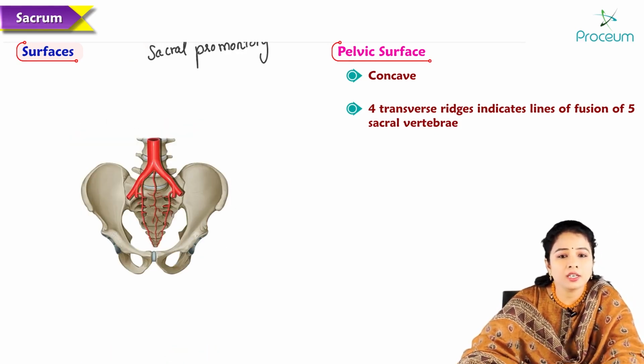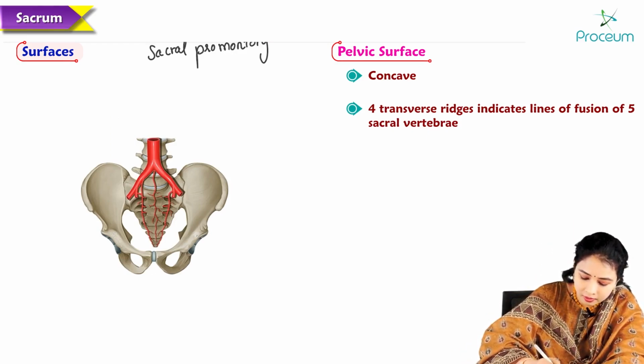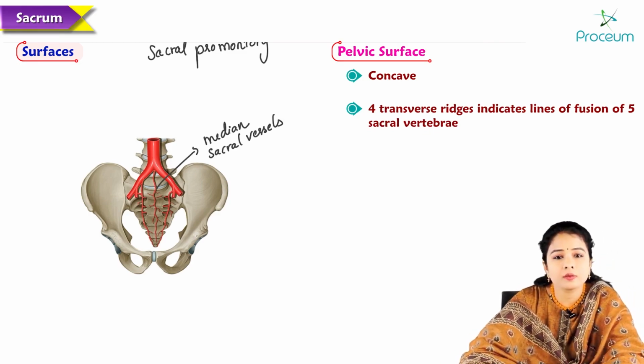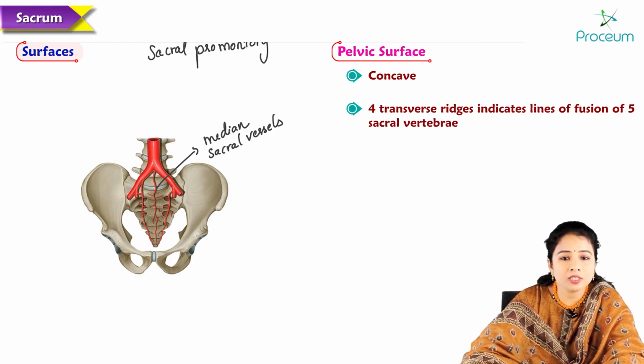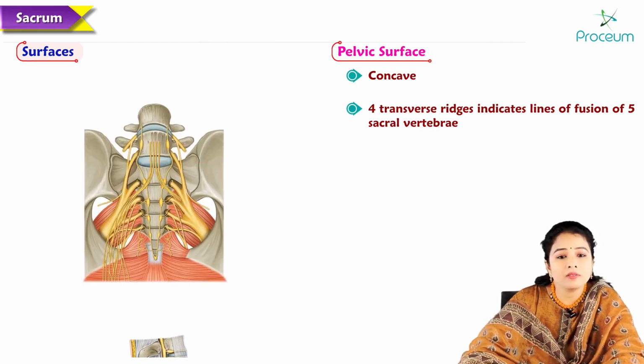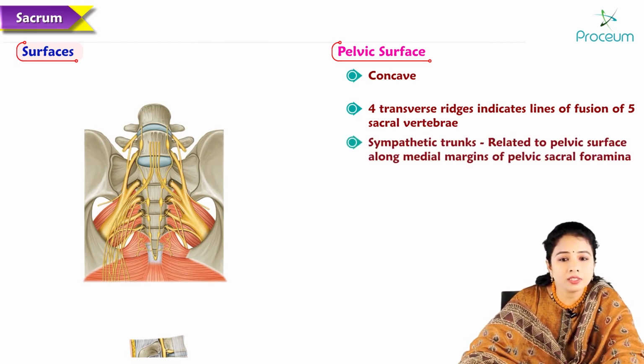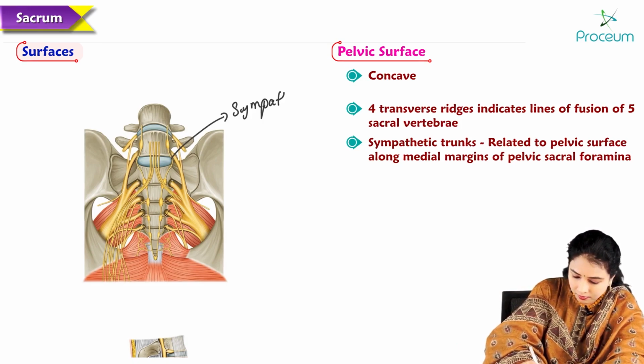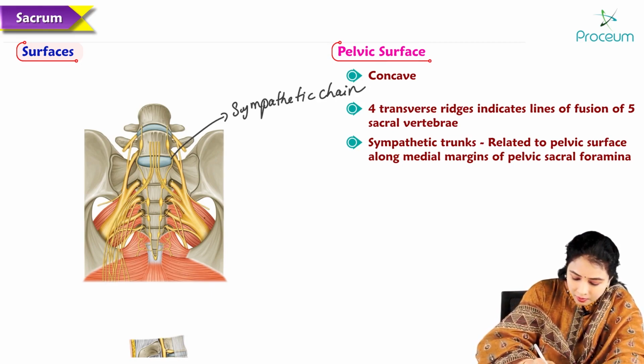Then the pelvic surface is related to the median sacral vessels. So here we can see the median sacral vessels, which are related to the pelvic surface in the median plane. And the pelvic surface is also related to the sympathetic trunks, which lie along the medial margins of the pelvic sacral foramina. And we can see the piriformis here.